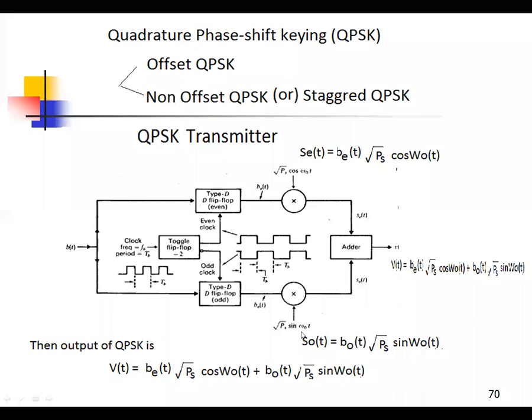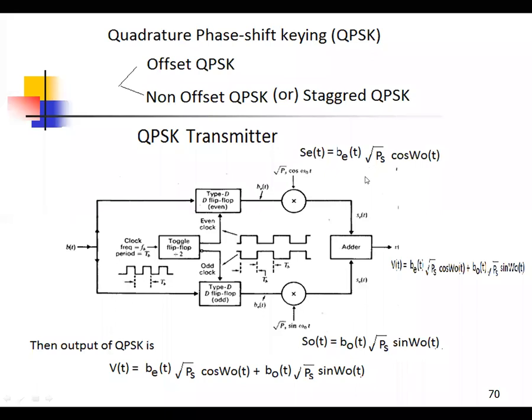Now, root PS sin omega naught t and B naught of t multiply to produce S naught of t. So S naught of t is equal to B naught of t root PS sin omega naught t. This S naught of t is also a BPSK signal.